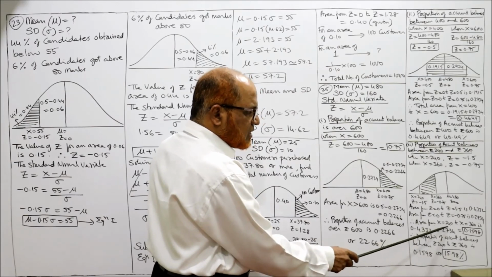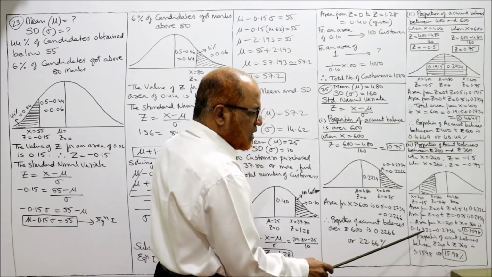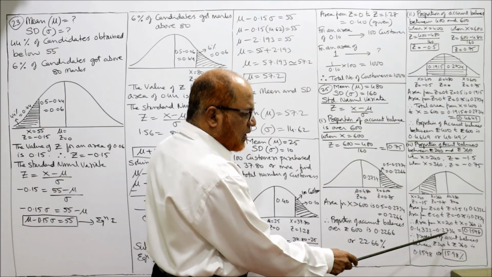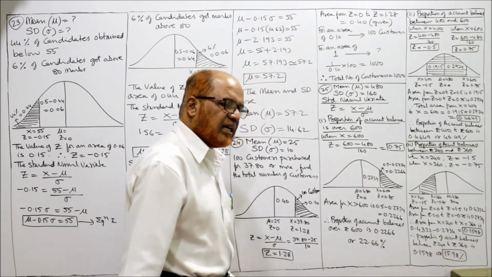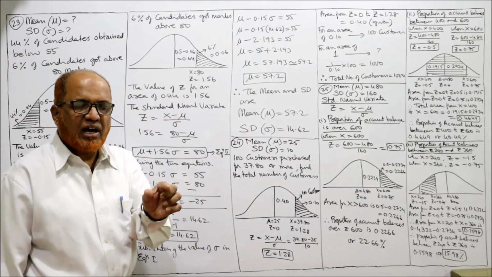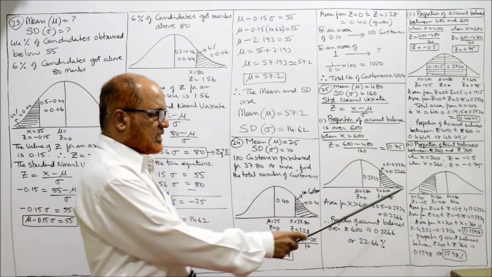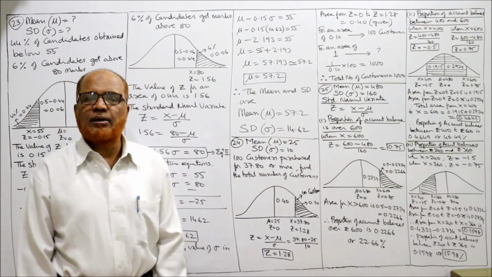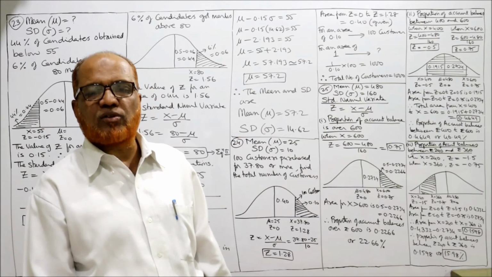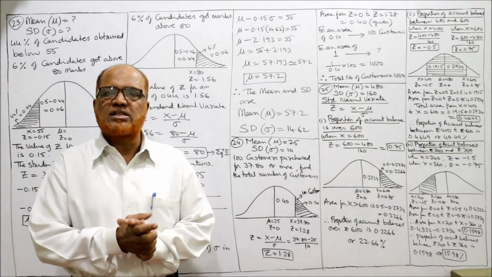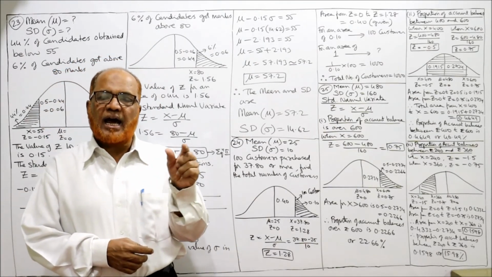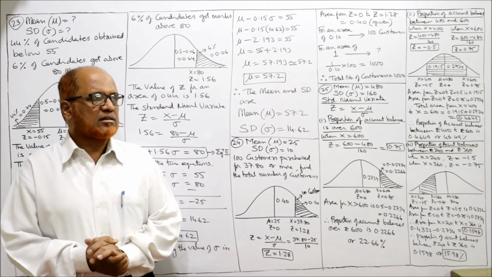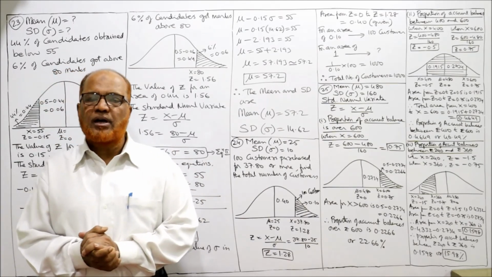So the area from x is equal to 240 to x is equal to 360 is 0.4332 minus 0.2734, which is 0.1598. The shaded area we get is 0.1598, or 15.98% of customers have a balance between 240 and 360. That's it. So this is the end of problem number 25.